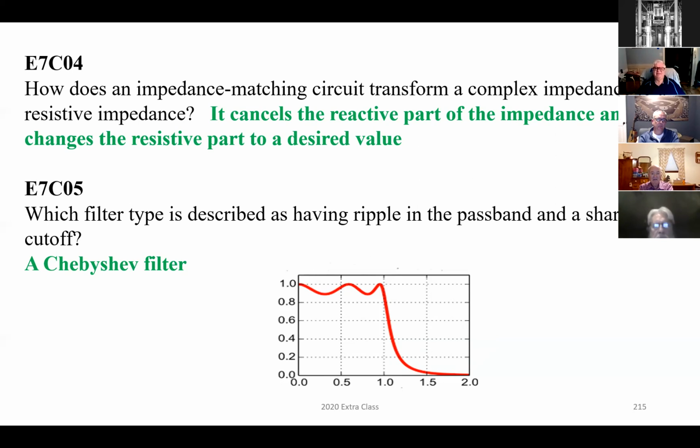Yeah, I believe it's named after a Russian who invented the filter. I would be surprised if that wasn't Russian. But yeah, you can see there's a little bit of ripple in the pass band, and then you have this sharp cutoff at the end with it.